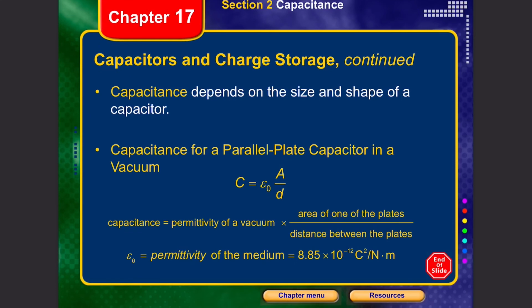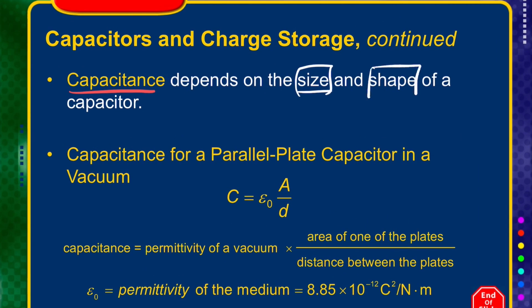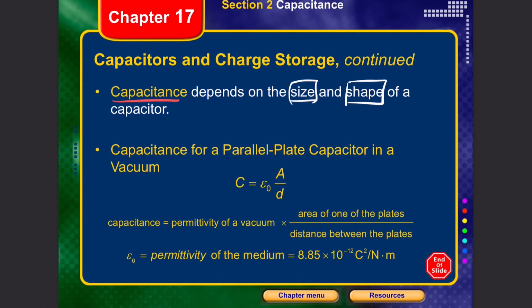So what factors does capacitance depend on? Capacitance depends on two factors. One is the size of the capacitor and the second is the shape of the capacitor. So it's given by the formula C equals epsilon naught A by D. Capacitance is epsilon naught times A by D.